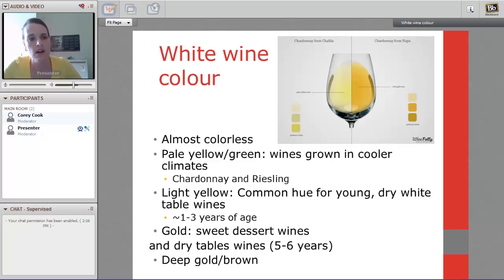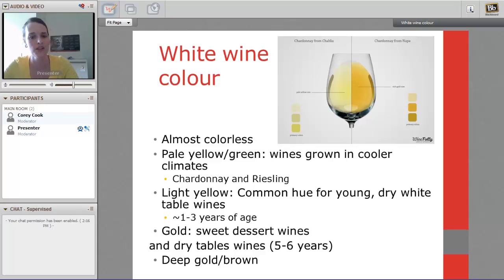Light yellow, this is a common color for young, dry white wines between 1 and 3 years old. As it starts to pick up gold, you either think, okay, this has residual sugar, maybe it's a dessert wine, or it's oxidized. But we're just talking about good wines here. So if it's this kind of gold color, it's a sweet dessert wine. It's got some of that residual sugar, so it's going to be sweeter.